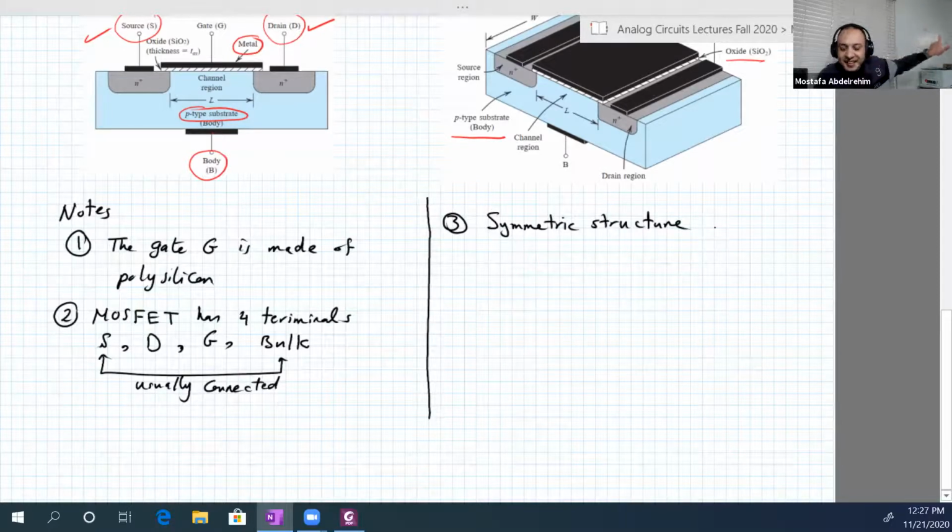Remember, in NPN or PNP transistors, the emitter is usually more heavily doped than the collector, so it's not symmetric. Although this is N and this is also N, this one is heavily doped, so it's N plus, not just N. But here, no.